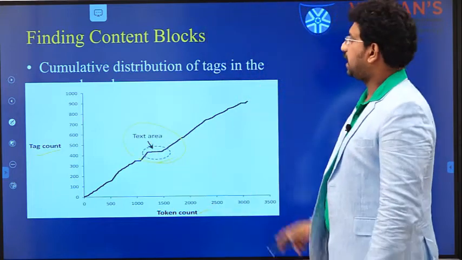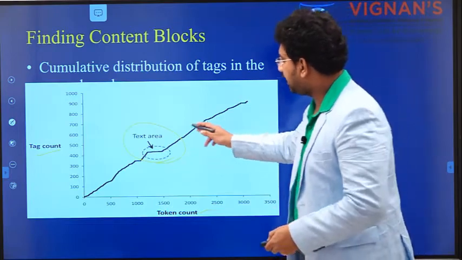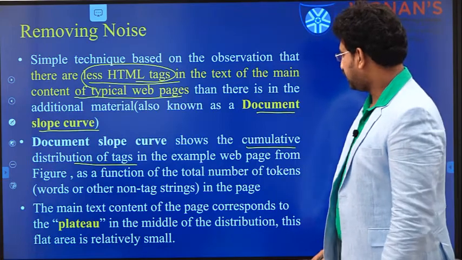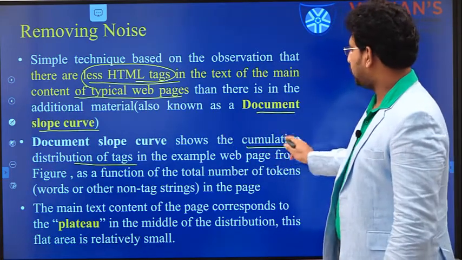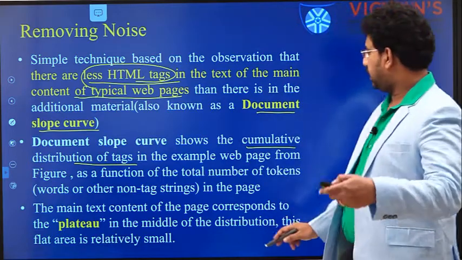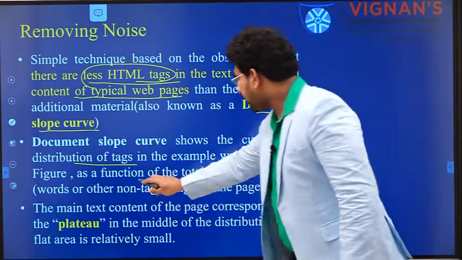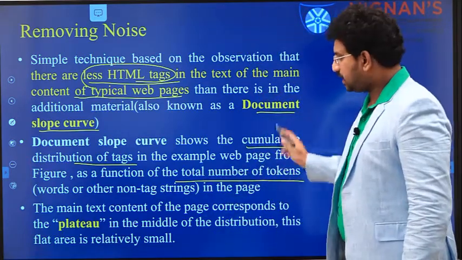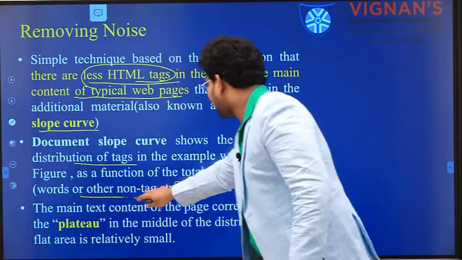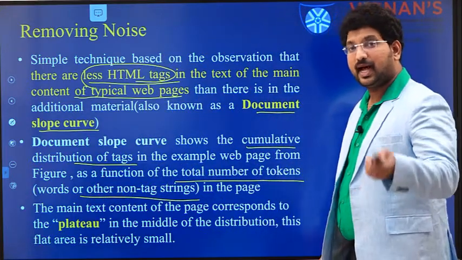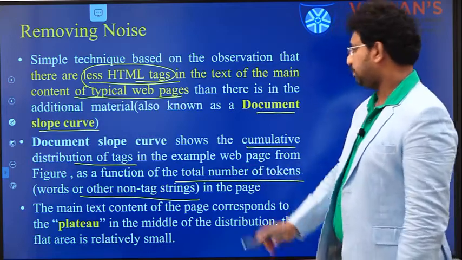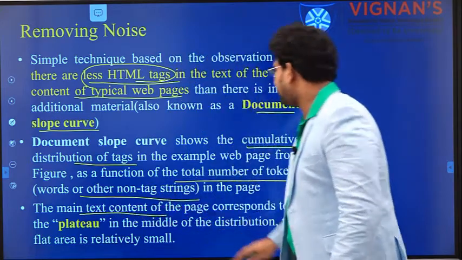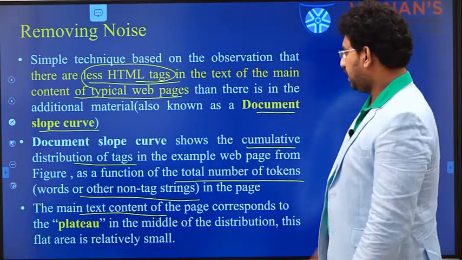So, finding content blocks: if you observe here, this is the text area, and at this point you can understand clearly that the document slope curve shows the cumulative distribution of the tags in the example web page as a function of the total number of tokens. Total number of tokens are nothing but words or other non-tag strings in the page. And here the main text content of the page corresponds to the plateau.